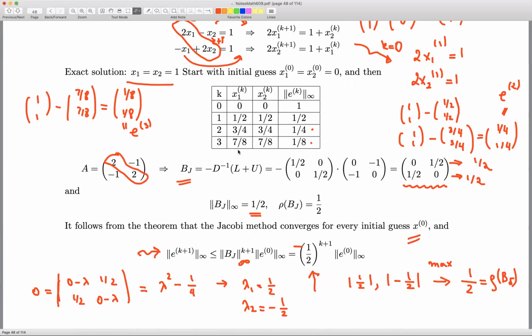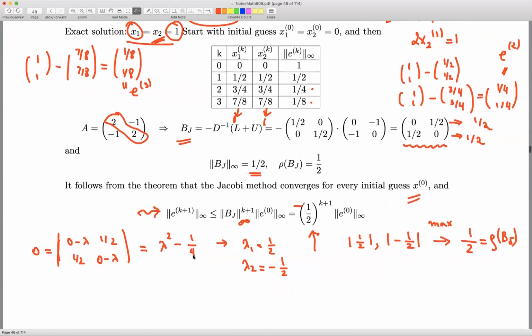So these are numbers which will get closer and closer to 1, which is the first coordinate of the exact solution. And then if you look at the second coordinate here, they are 0, 1/2, 3/4, and 7/8. And if we continue computing for the other case, we will see that this also will go to 1 as k goes to infinity, which is the second coordinate of the exact solution.